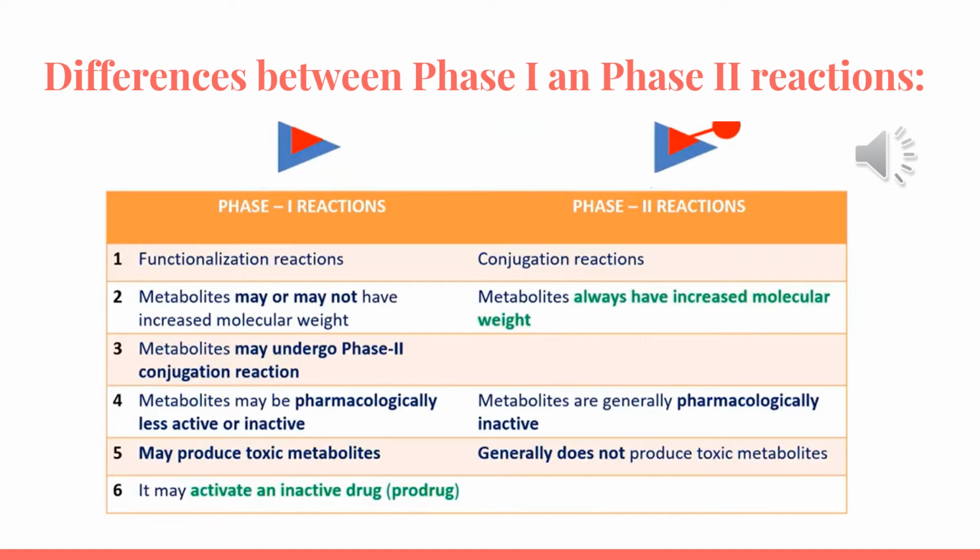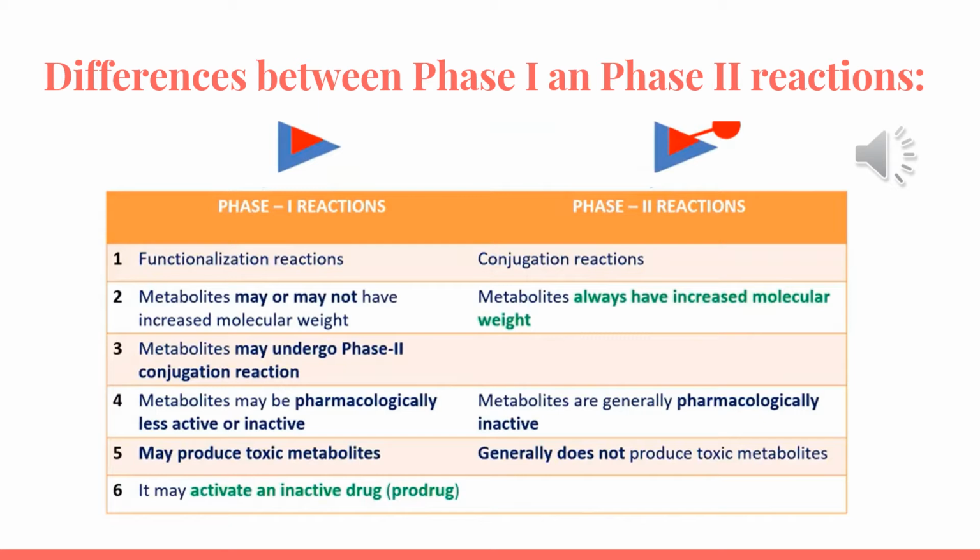Unlike the phase 2 reactions, which are conjugation reactions, meaning we are conjugating, we are adding, and thus whenever we are adding, the molecular weight of the metabolite would be increased, would be higher.